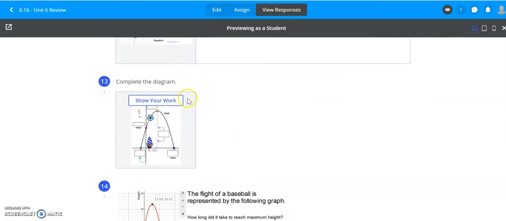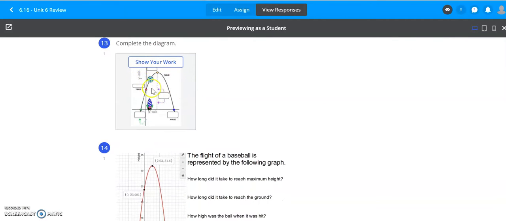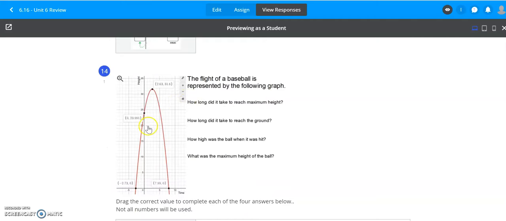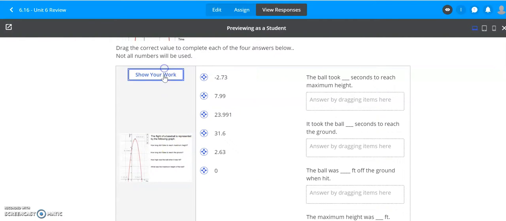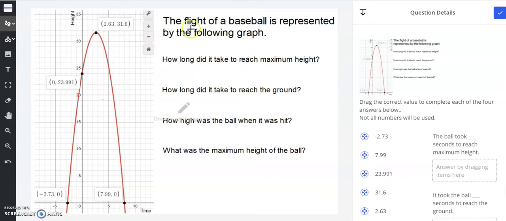I'm going to skip 13 in this video. I'll either put a diagram out or make a separate video for question 13. All right, so here's a question. The flight of the baseball is represented by the following graph. How long did it take to reach maximum height? So we have this graph here and values.